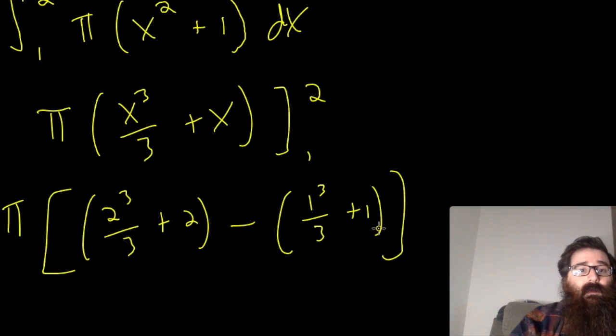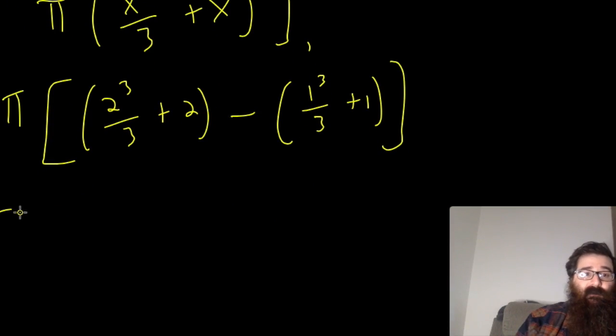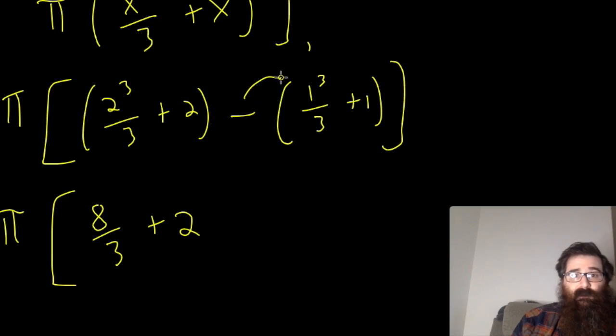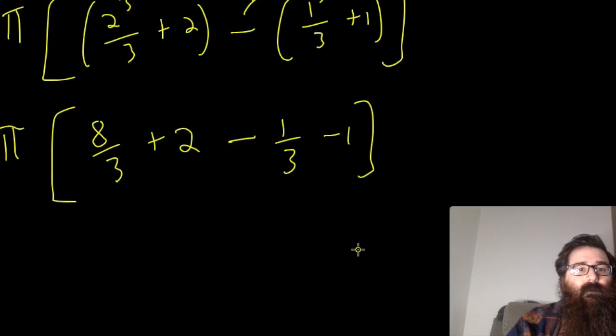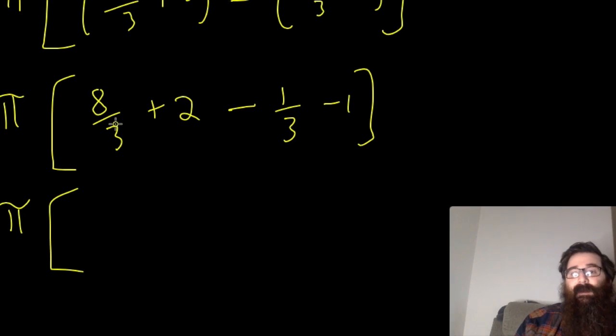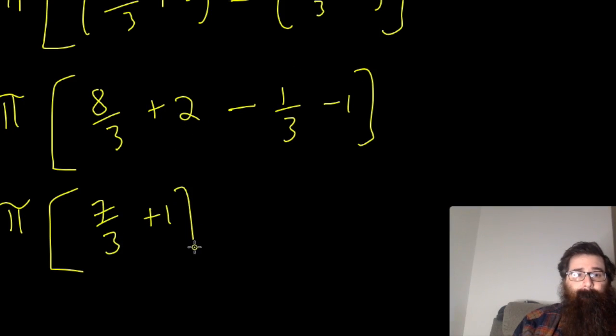And then I can work through the rest of the evaluation. Here I have pi. 2 cubed is 8, so I have 8 over 3 plus 2. Bring the subtraction in. Minus 1 cubed is 1 over 3 minus 1. And just a bit left to go. I got pi in front. We'll combine the like terms. Well, they're all like constants, but we'll combine the fractions and then the integers. 8/3 minus 1/3 gives me 7/3. 2 minus 1 gives me 1. I'll get a common denominator now for my next trick.